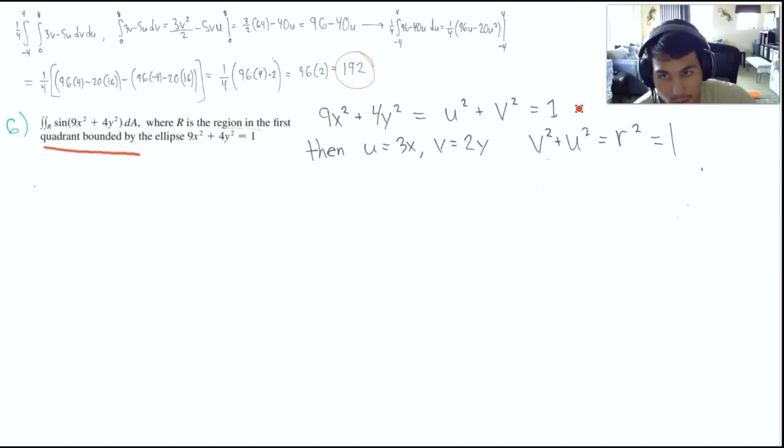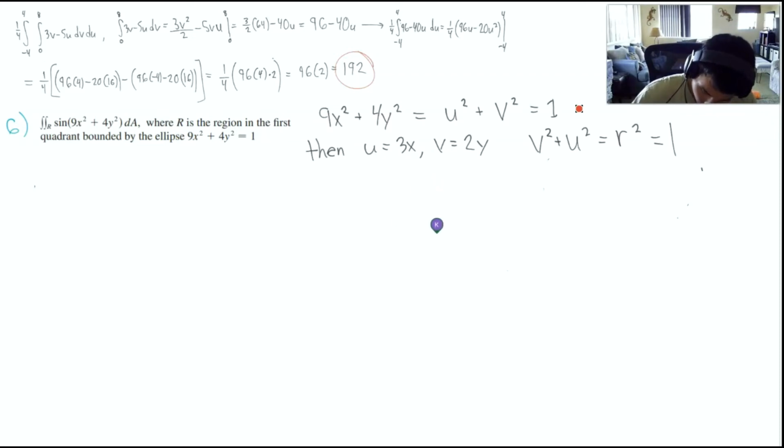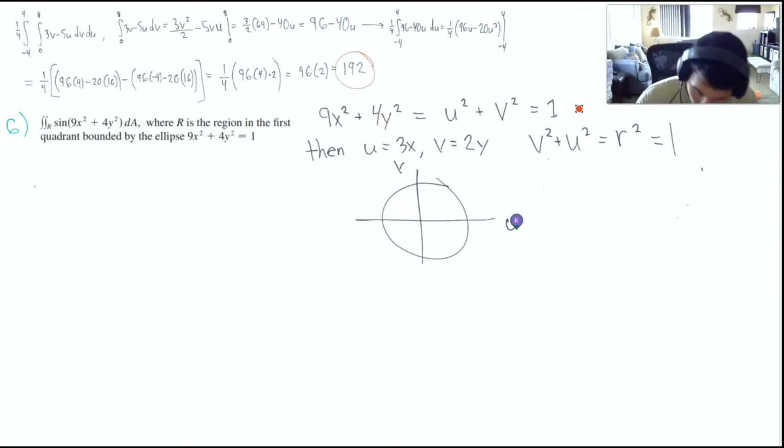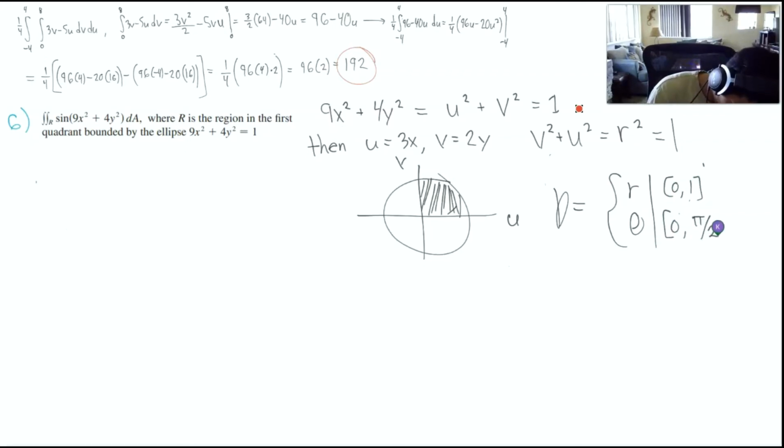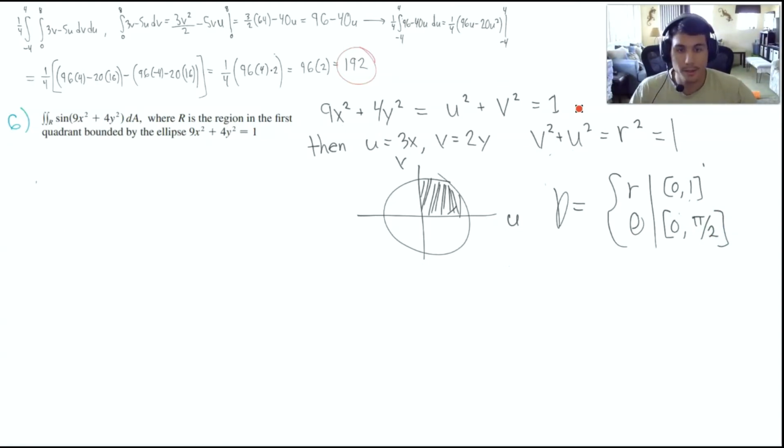But before we do that, what does this question ask? Where R is the region in the first quadrant. Okay, so if it's in the first quadrant only, it's a quarter of a circle. So we got u. It's a circle in the v and u plane, but it's only a quarter circle. And then we know exactly how to describe this using r and theta, where r is from 0 to 1, and theta is from 0 to pi over 2. Yeah, so this is our final bounds. This is all we need.